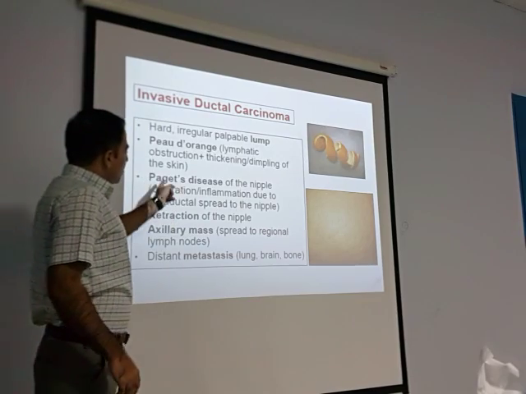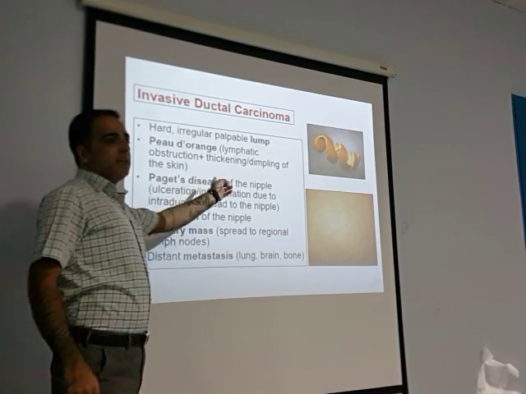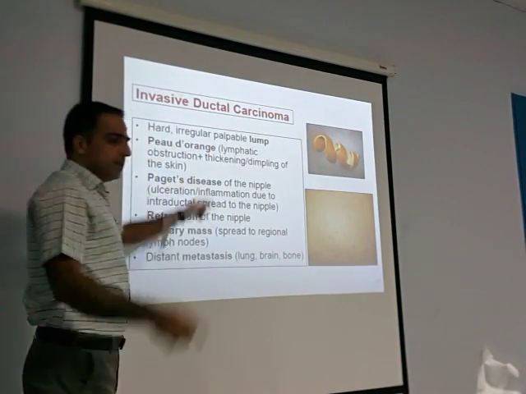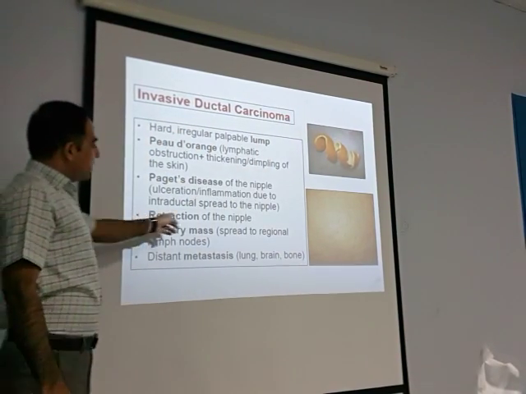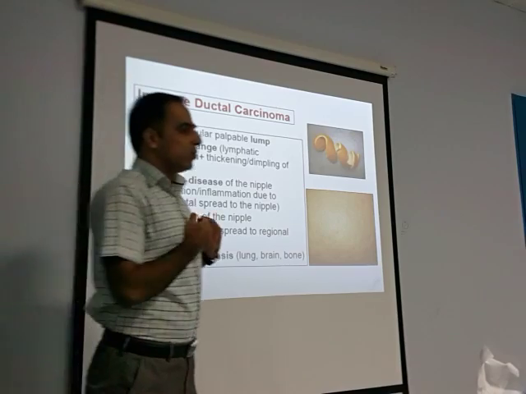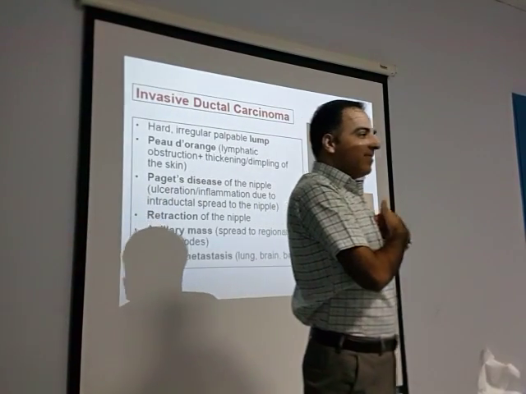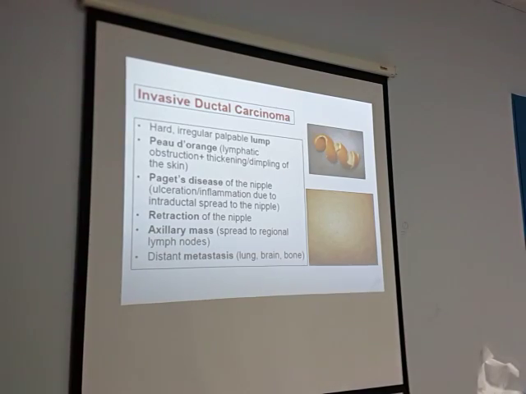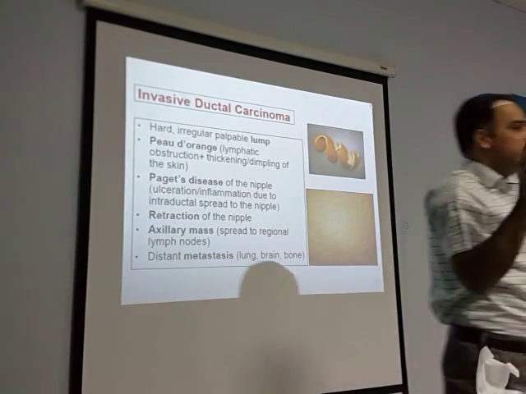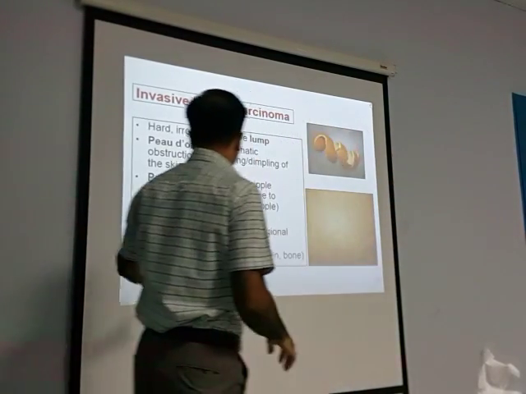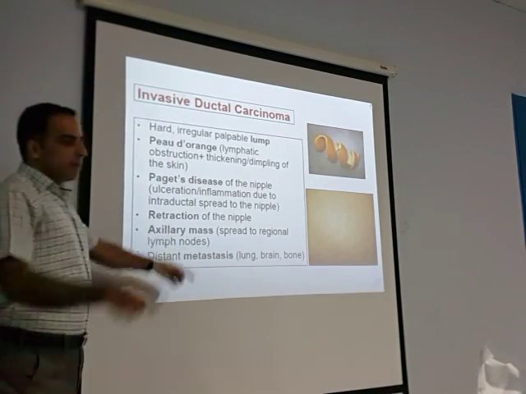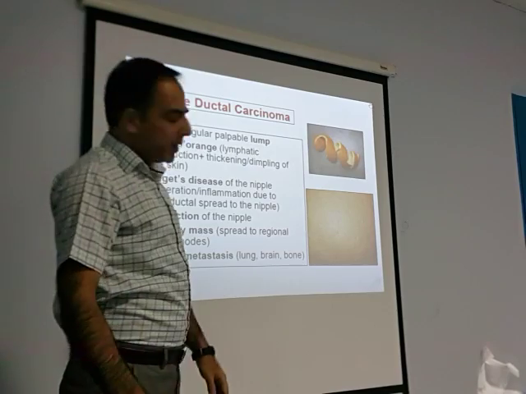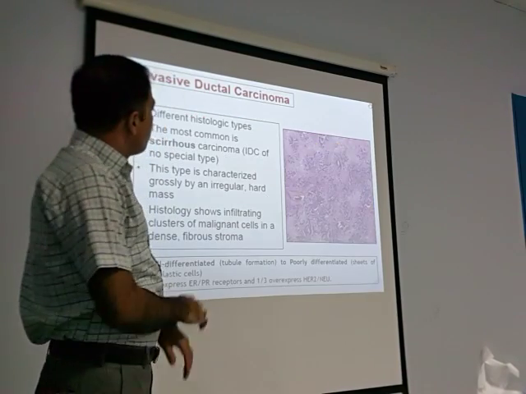Sometimes it can infiltrate the nipple, which is called Paget disease of the nipple. The cancer cells can go into the nipple. This is called Paget disease. We will discuss it later on. It can lead to retraction of the nipple. So if you find a swelling in the breast and the nipple is also going in, that is dangerous. It means there is retraction. This is going to be a cancer. And it can spread to axillary lymph nodes and undergo distant metastasis to lung, brain and bone.